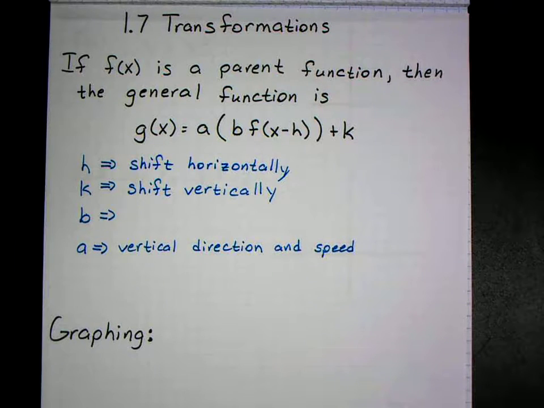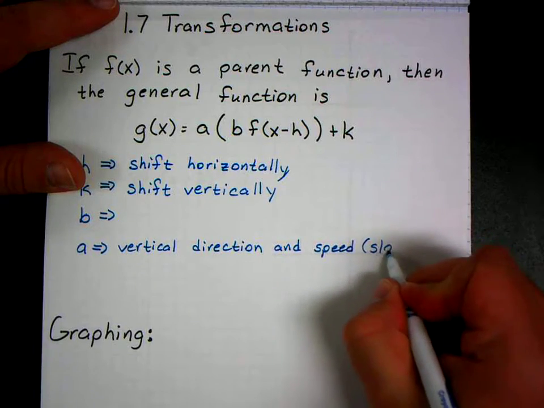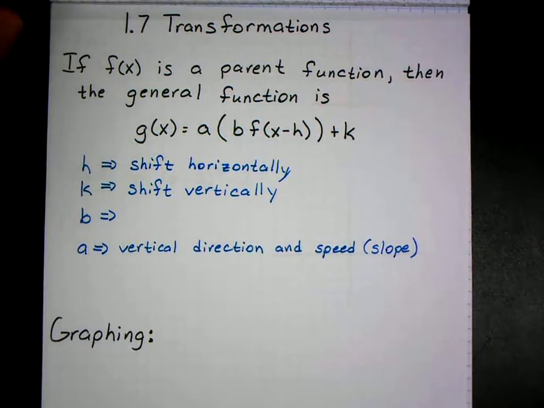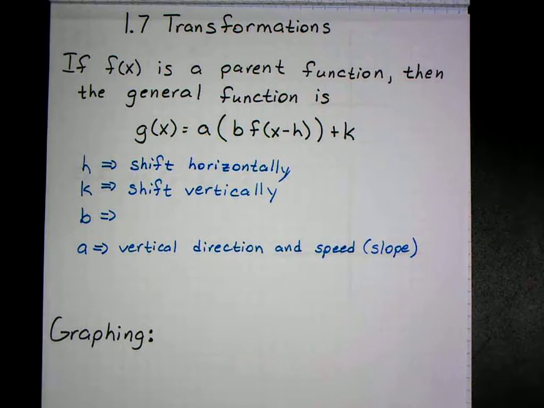So it's like slope. If I put a 5 in front of it, it's going to go up really fast, so it's going to look squished together. So you're saying the bigger the number, the skinnier it is? Yeah. So it's kind of like slope. B does the same thing, it just does it horizontally.